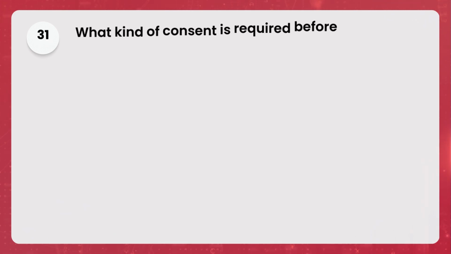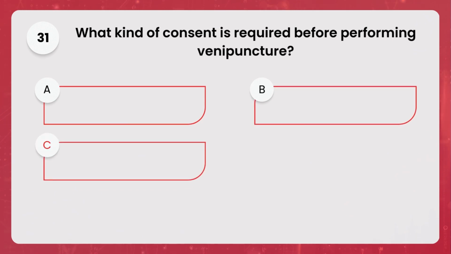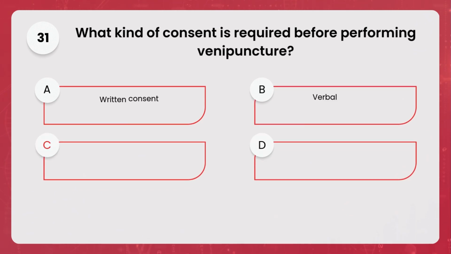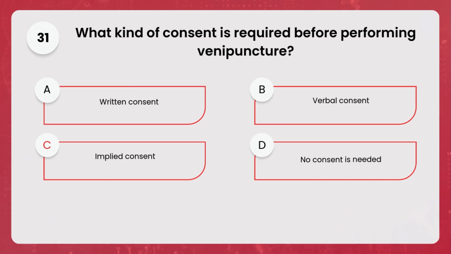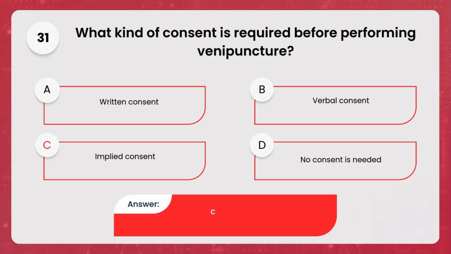Number 31. What kind of consent is required before performing venipuncture? A, written consent. B, verbal consent. C, implied consent. Or D, no consent is needed? The answer is C, implied consent.